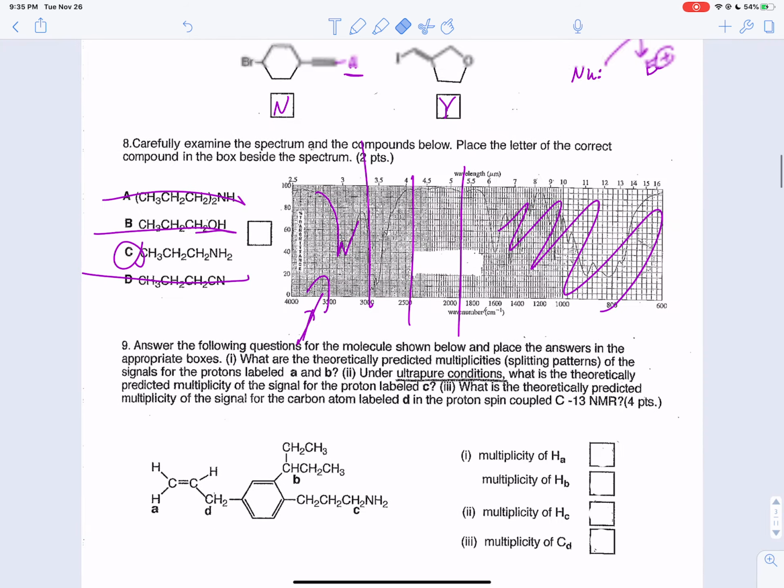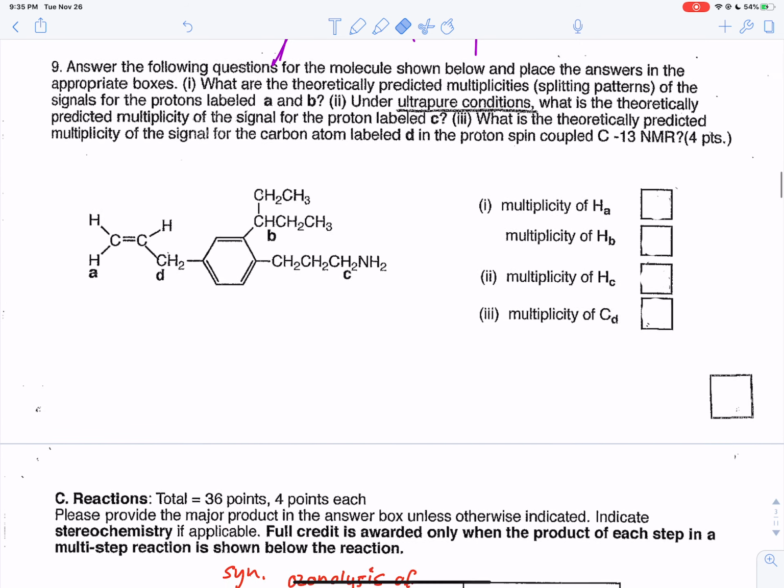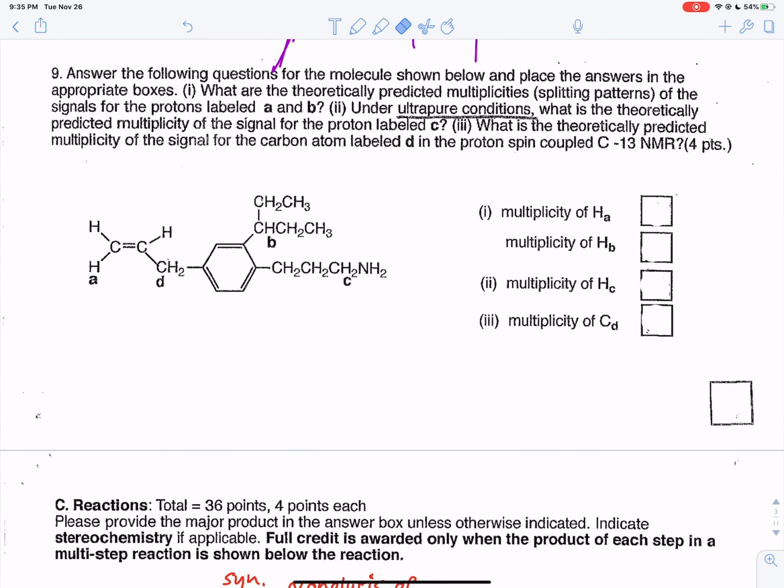So sometimes you want to use the lack of something in order to figure out the answer. Okay, so for number 9, this is proton NMR, and it says, what are the theoretically predicted multiplicities or splitting patterns of the signals for the protons labeled A and B? All right, so we'll just start off with A and B and see what we have, okay?